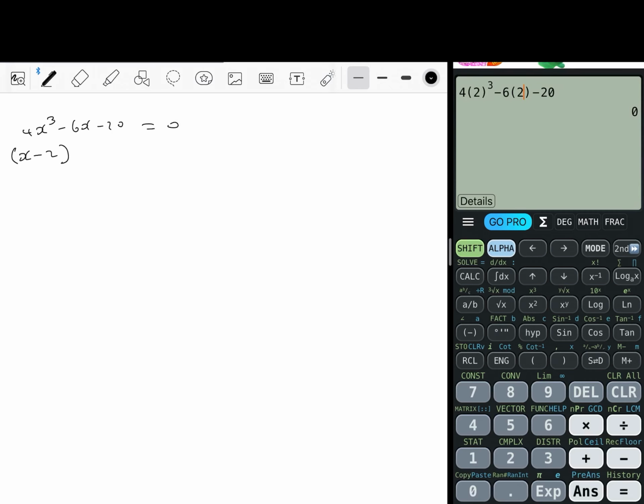So you say x minus 2 and open the bracket, and then you say 4x cubed divided by x. You'll be left with 4x squared, and then you write kx. We'll talk about k later on. And then you say negative 20 divided by negative 2, so it will be 10.